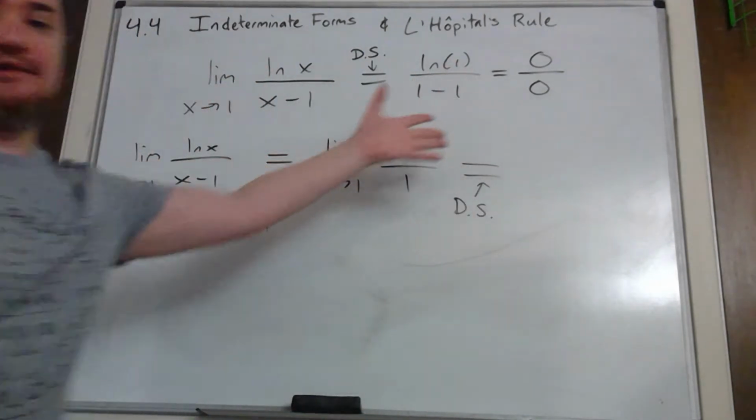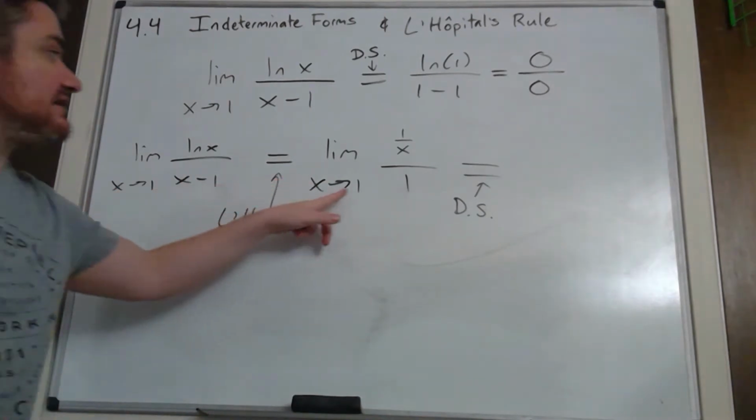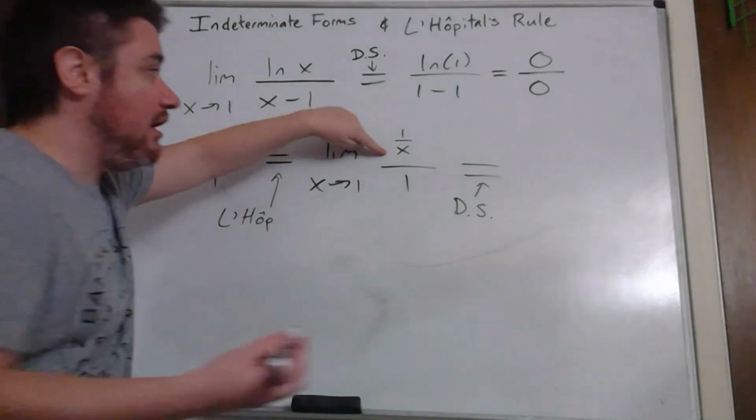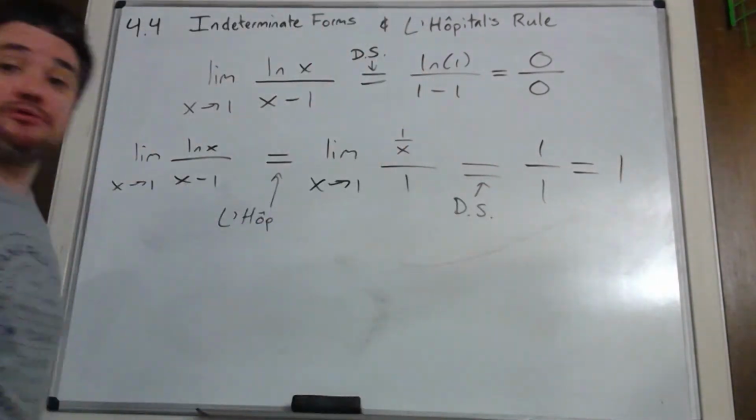Earlier, we were getting 0 over 0. We had that indeterminate form. Now what's happening when we do direct substitution? Well, now as I let x go to 1, this reciprocal of 1 over 1 is going to become a 1. My denominator there is a 1. And so the answer is 1.